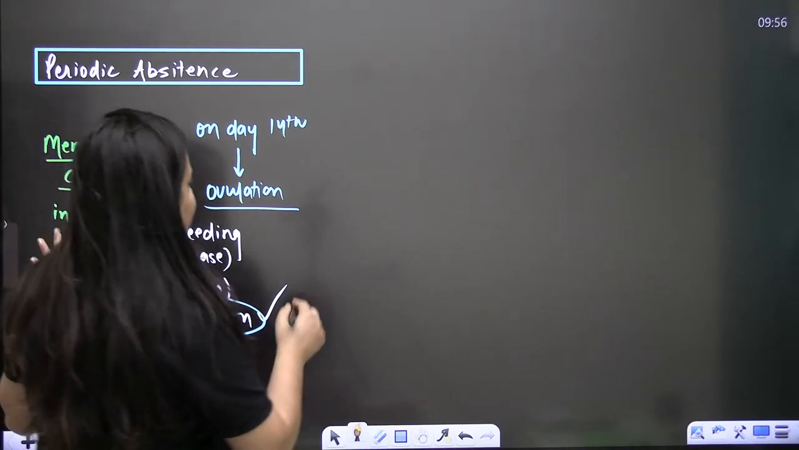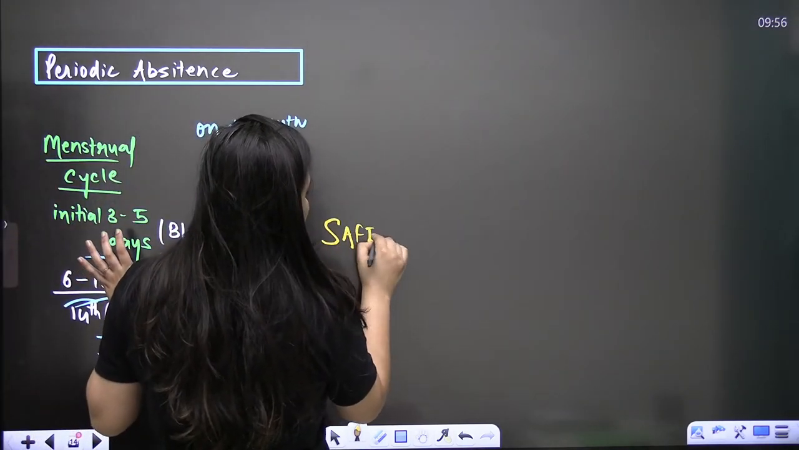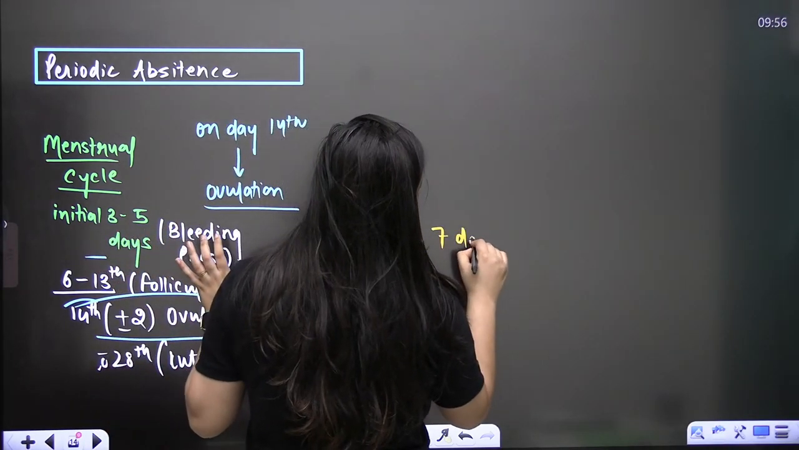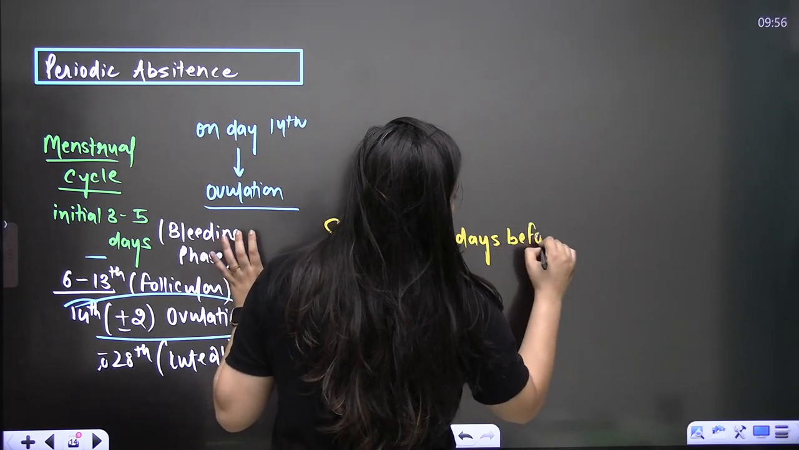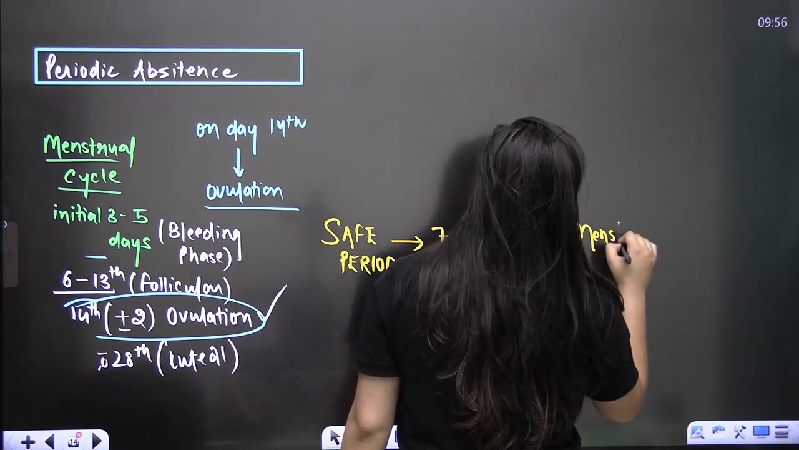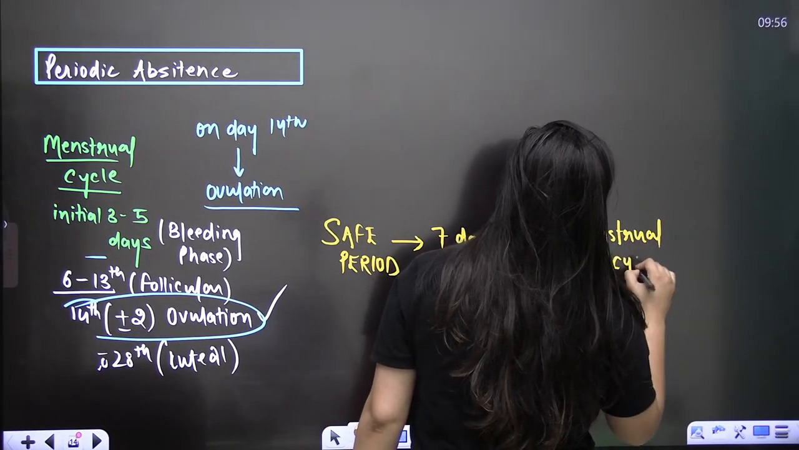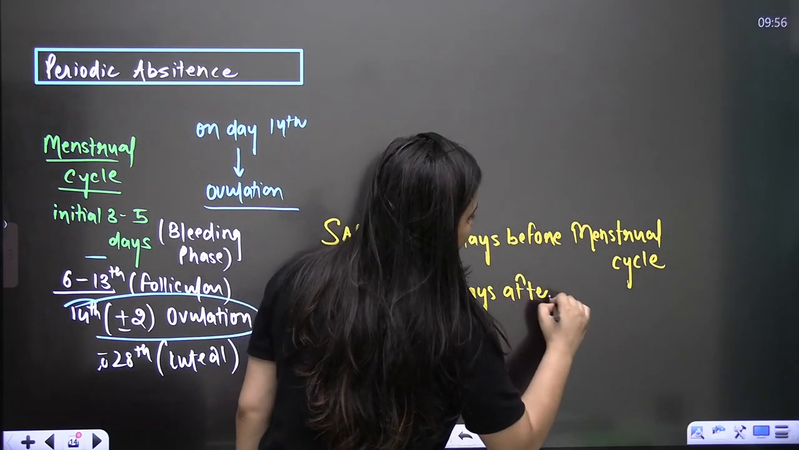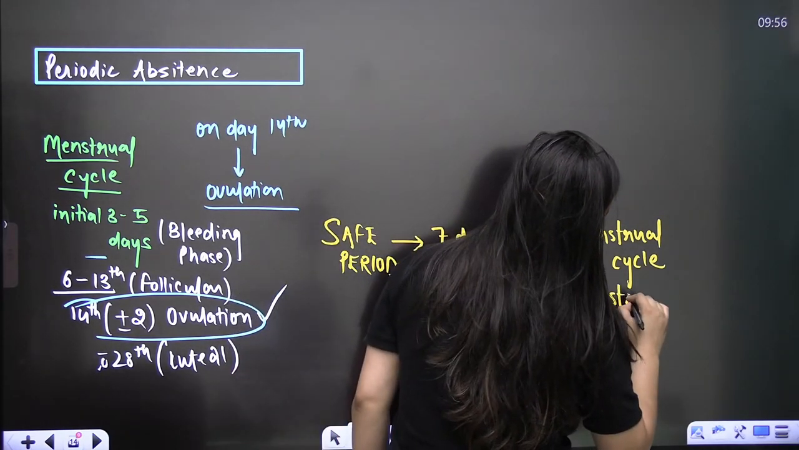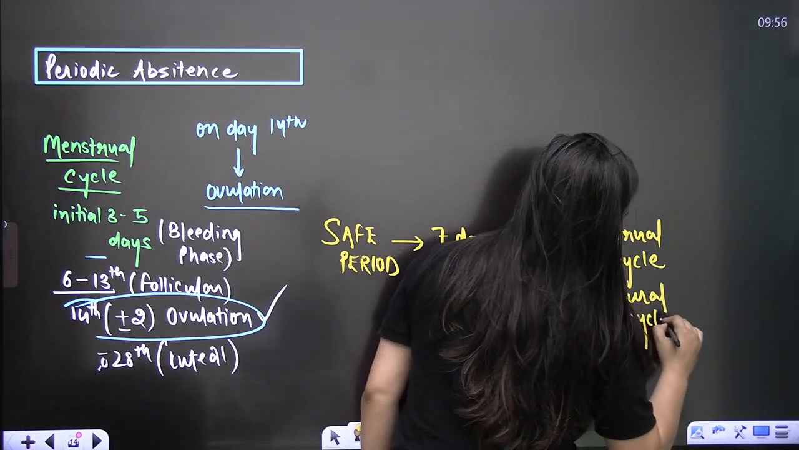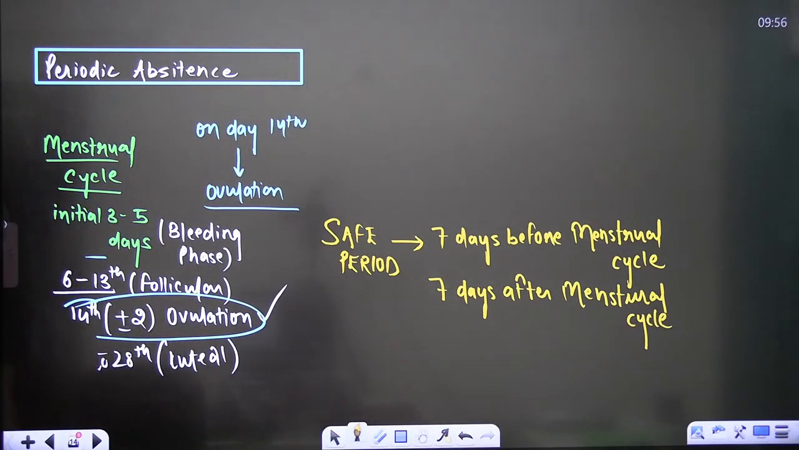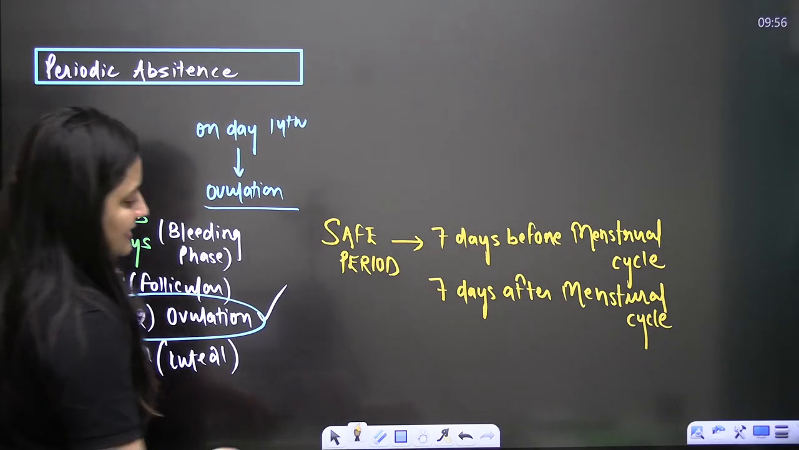Done. So here the safe period is the period considered safe to have unprotected sexual intercourse. It is considered as 7 days before the menstrual cycle and 7 days after the menstrual cycle. Are you getting it? Clear? So it is considered as the safe period.